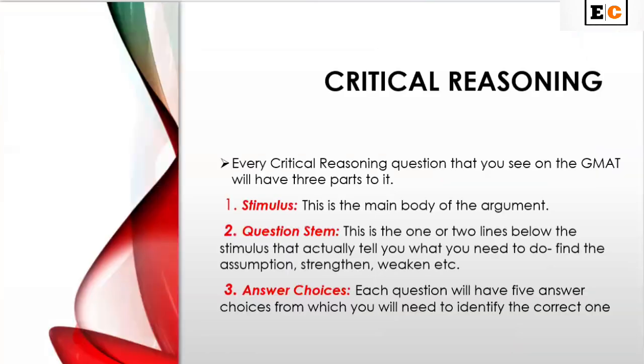In critical reasoning, especially in the case of GMAT, a GMAT critical reasoning question generally has three parts. One is the stimulus, second is the question stem, third is the answer choices. So let us understand the stimulus. What is the stimulus? This is the main body of the argument. We will take a short look with the help of one example of a stimulus.